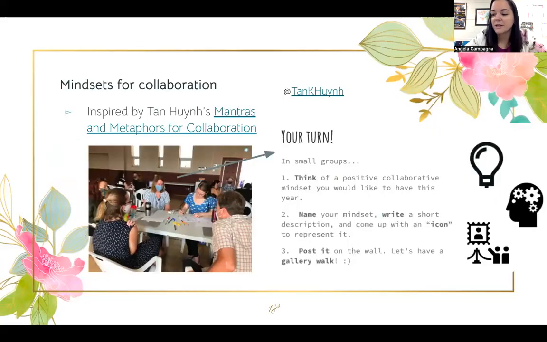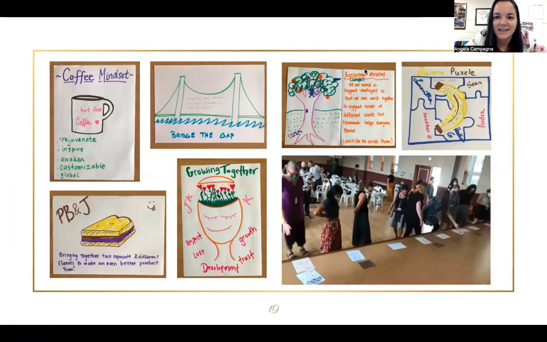Another part of this orientation workshop presentation that we did was to sit together in our grade level teams and reflect on mindsets for collaboration. This activity was inspired by the work of Tan Huynh. And here were the directions for the teams. I just copied this slide right from my slide deck. They had to sit together, think of a positive collaborative mindset that they would like to have, name it, make a little poster. I'm going to show you some of the results they came up with.